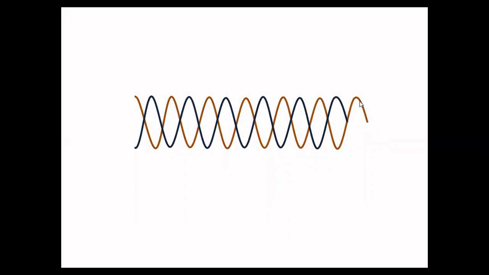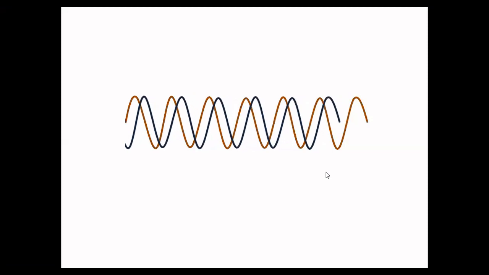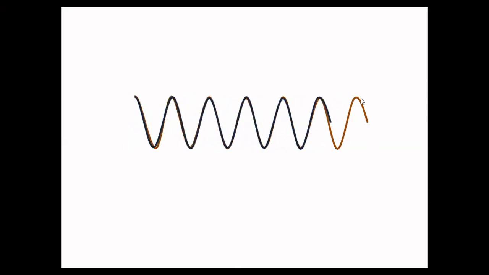Because by the time this wave completes lambda by 2 extra journey, it meets the trough where the other wave has a crest. So one wave produces a crest, another produces a trough, one produces compression, another produces rarefaction, and if the amplitudes are the same, then you will not have any resultant wave. So if the path difference is lambda by 2, destructive interference. If the path difference is 1 lambda completely, again crest meets the crest.